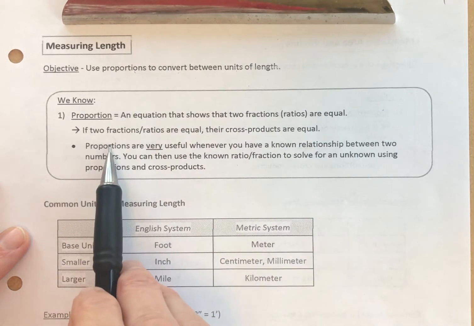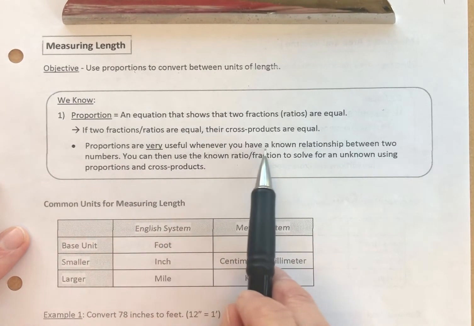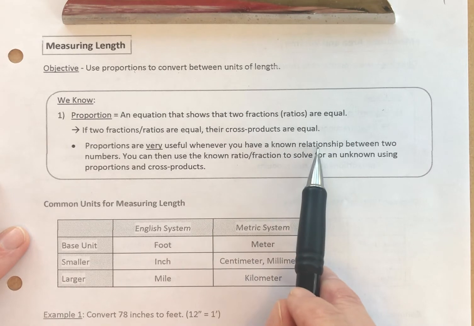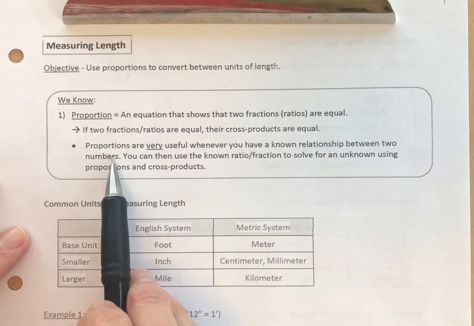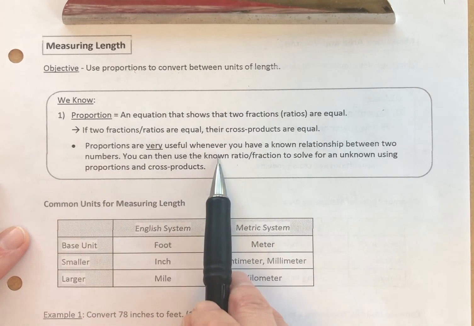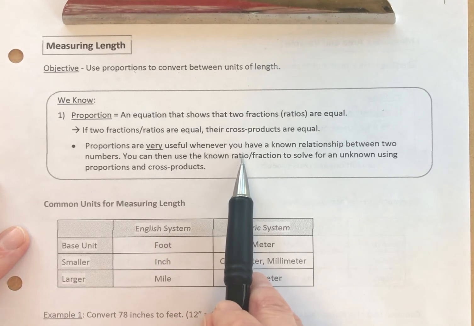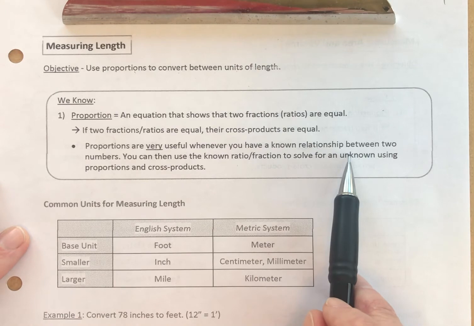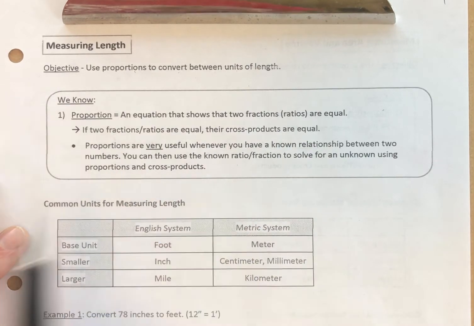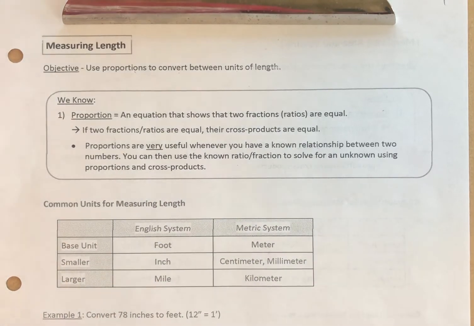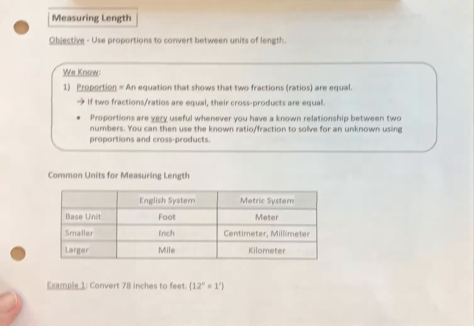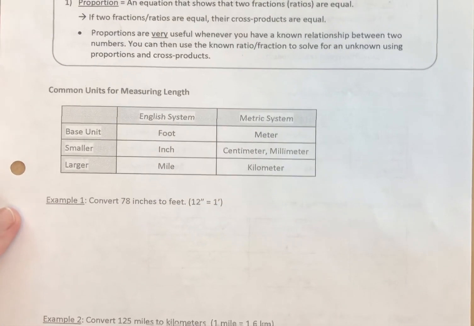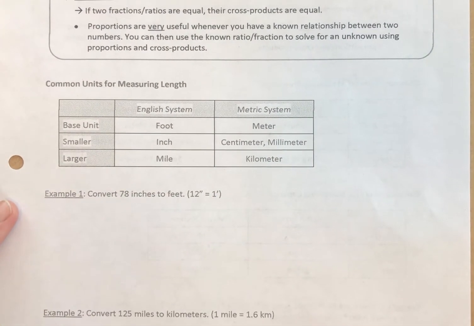Okay, so proportions are very useful whenever you have a known relationship between two numbers. You can then use the known relationship, the known ratio or fraction, to solve for an unknown, using proportions and cross products. Let's take a look at common units, both the English system and the metric system for length.